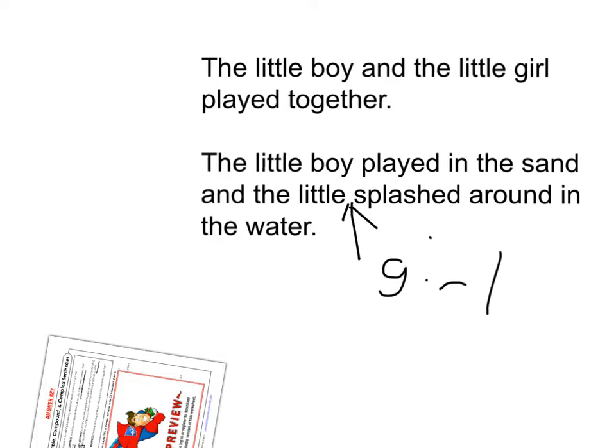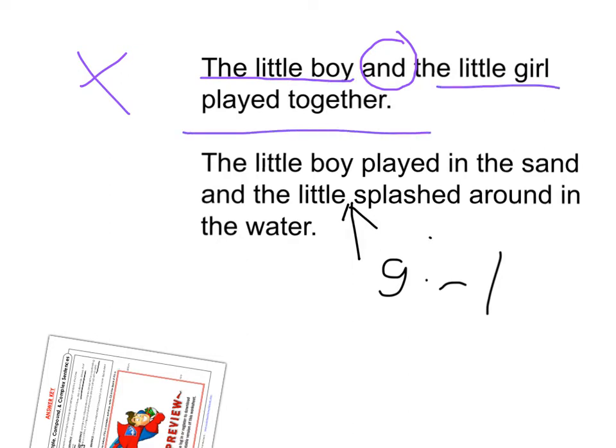Okay, so hopefully you would have figured out that the first one is our simple sentence. Because even though we've got our coordinating conjunction and in there, the little boy on its own is not a sentence. And the little girl played together makes no sense. So all that's going on here is that we've got one main clause. The little boy and the little girl played together.